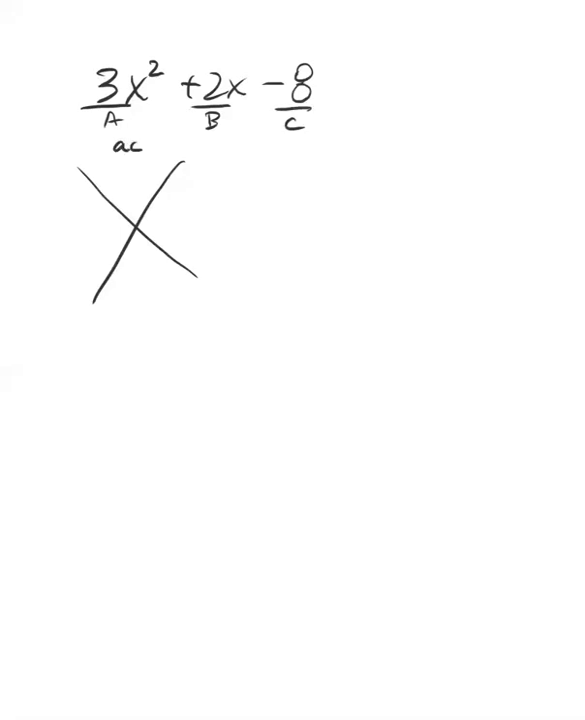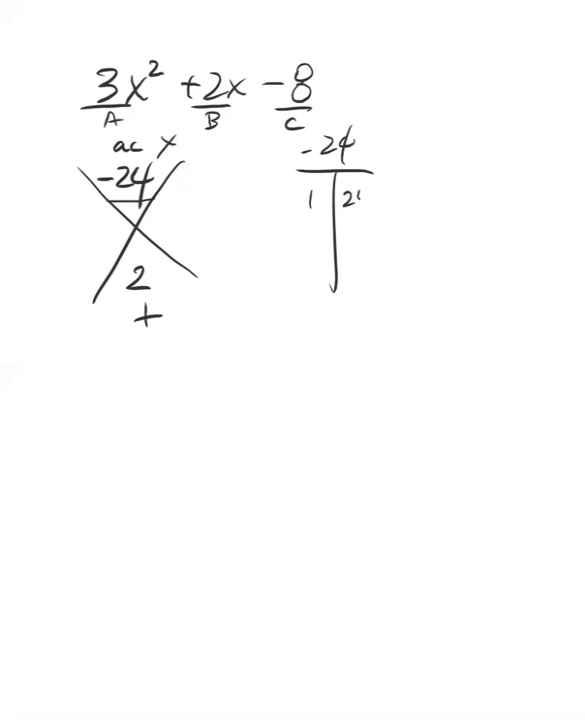Okay, our last problem, 3x squared plus 2x minus 8. Okay, so we start. Remember again, this is my a, this is my b, this is my c. A times c, this is negative 24. This is positive 2. Negative 24, I need two numbers that multiply to get me negative 24, but add, okay, to get me 2.